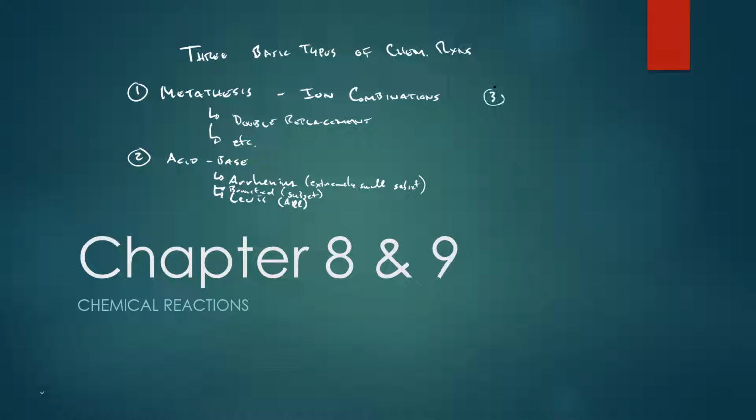So we'd like to use Lewis, but Lewis sometimes is a bit more complicated. And so Bronsted is pretty easy, relative to Lewis. Therefore, we're going to spend most of our time looking at Bronsted. Then three, the last type is what we call oxidation-reduction, or redox for short. Redox reactions.